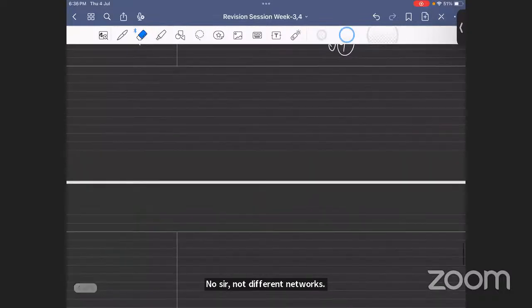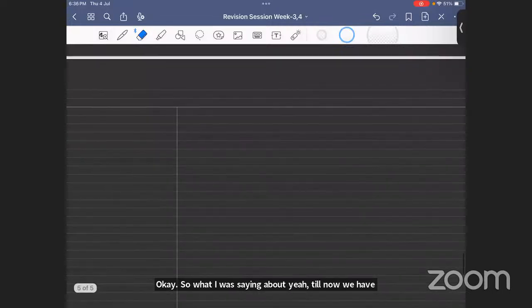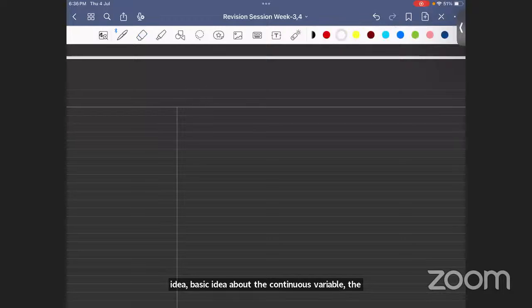Okay, so till now we have discussed the stem and leaf. We have now dealt with some of the basics. We got the basic idea about the continuous variable and the discrete variable, and how to organize those data points. Now we have to get an idea about the descriptive measures. Descriptive measures are the quantities whose values are determined by the data and can be summarized on a data set.